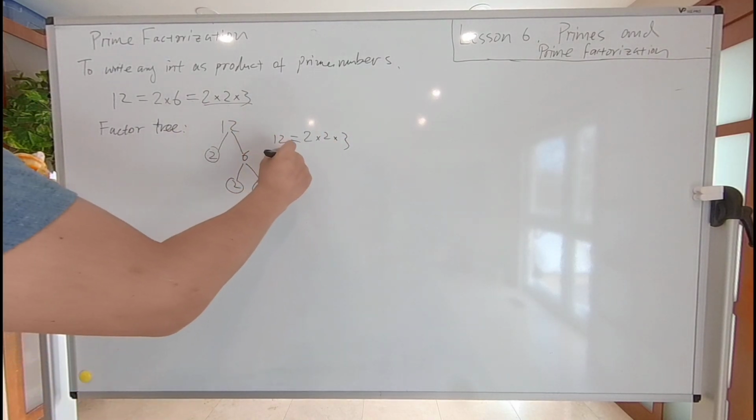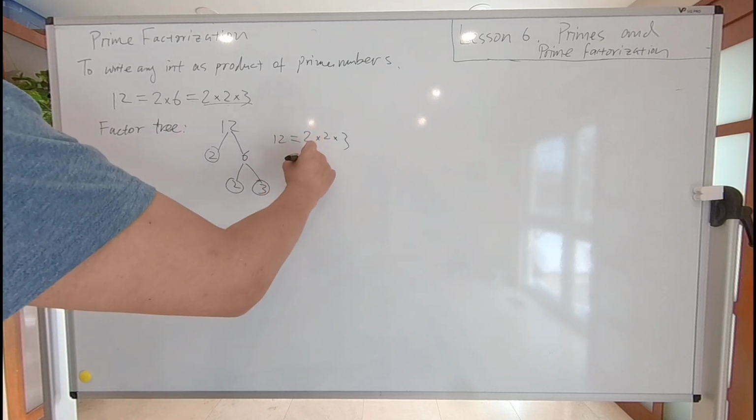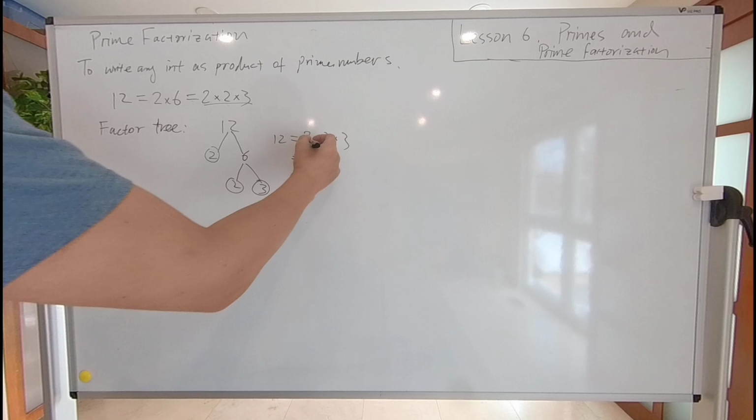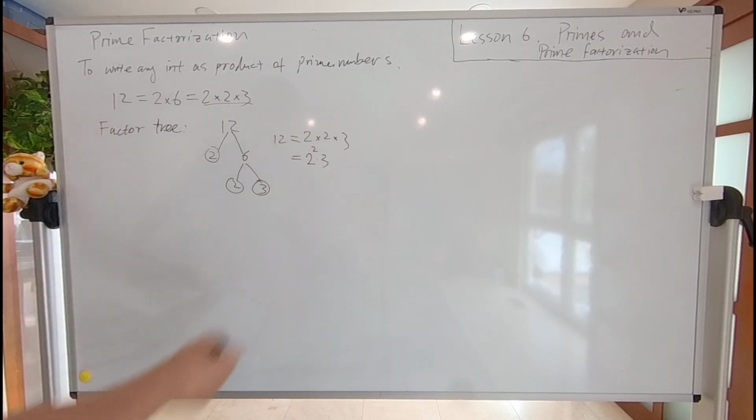So it's 2 times 2 times 3, which is the same as how we derived it over here. Further, we have already learned exponents, so this can be written in a more compact form, by grouping the same numbers as exponents. So it's 2 squared times 3 to the power of 1. I'm not going to write the 1 here.